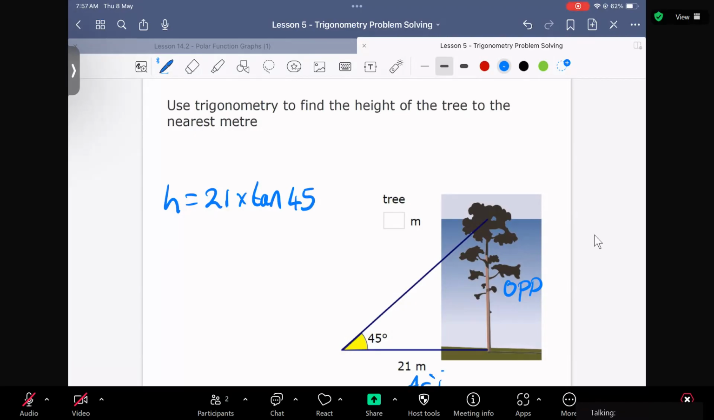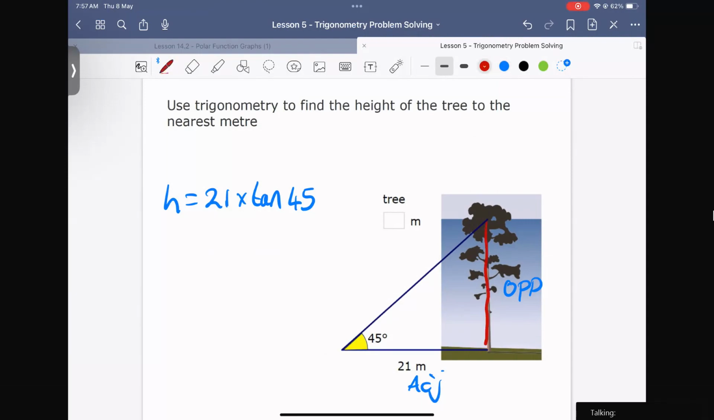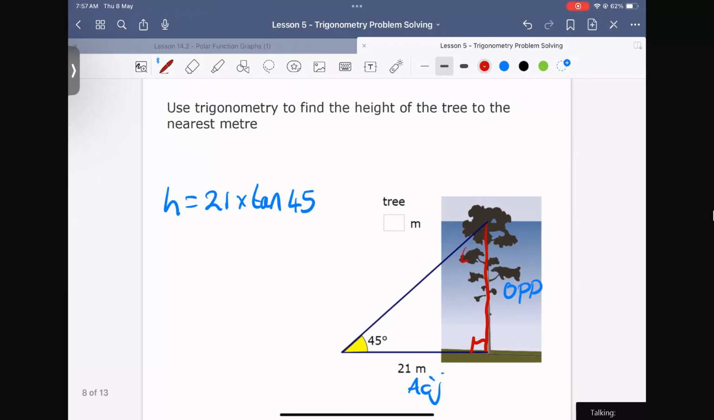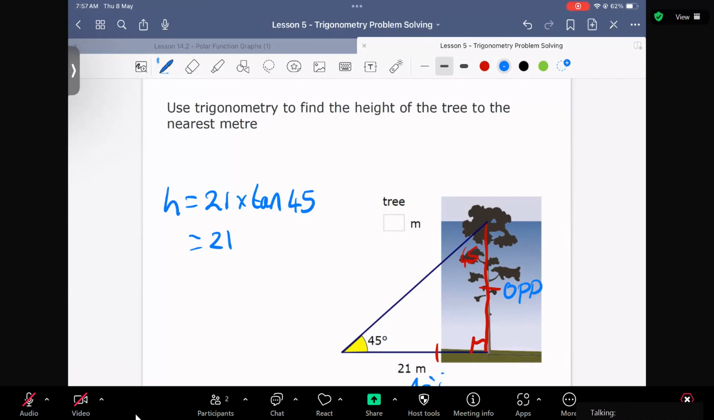Okay, I can save myself a little bit of time here. When it's 45 degrees, you should be able to do a shortcut. We've got our triangle here. This is a right angle, and this one is 45, and then this one is 45. So we've got a nice isosceles triangle, which basically means this is going to be 21 as well. Let's just try it on the calculator.